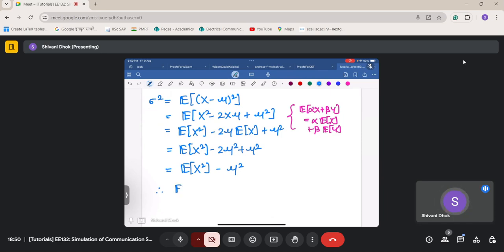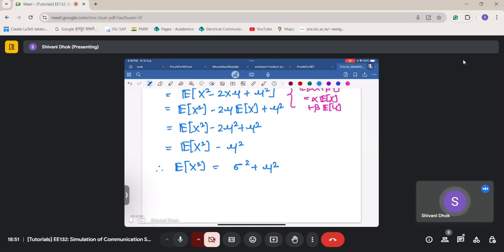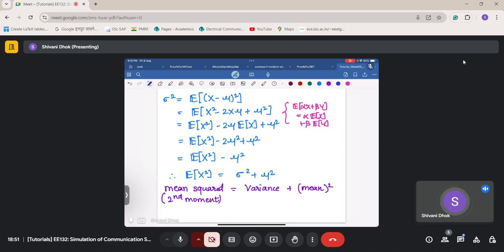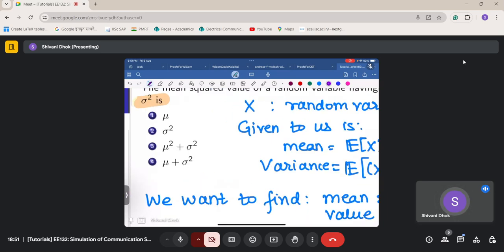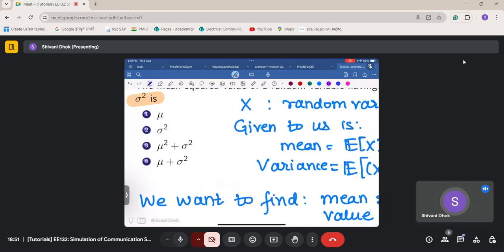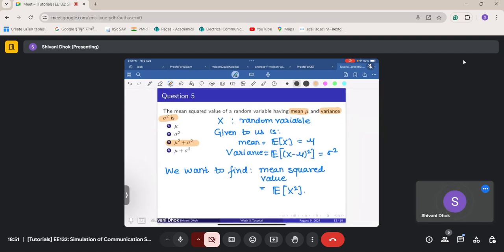Therefore, we have expectation of x square equal to sigma square plus mu square. So this mean square, which is also known as the second moment, is equal to variance plus mean whole square. Okay, so if we look at the options given to us, the correct option that we have is mu square plus sigma square.